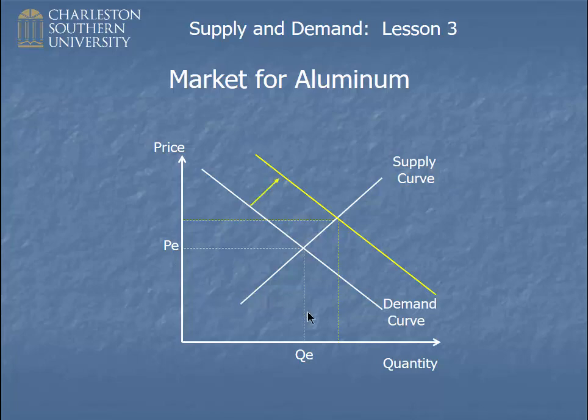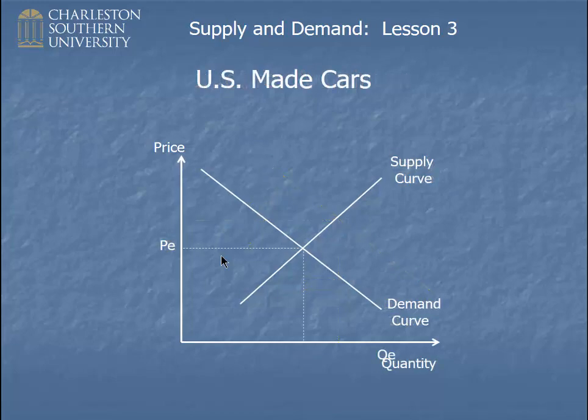Quantity demanded and quantity supplied both increase, and the price increases. Now this one's a little harder. What happens in the market for U.S.-made cars?